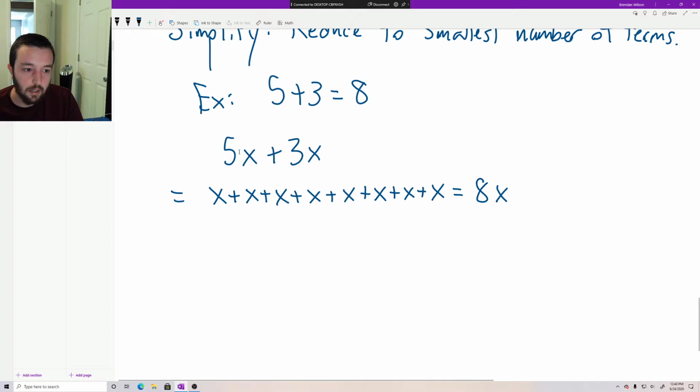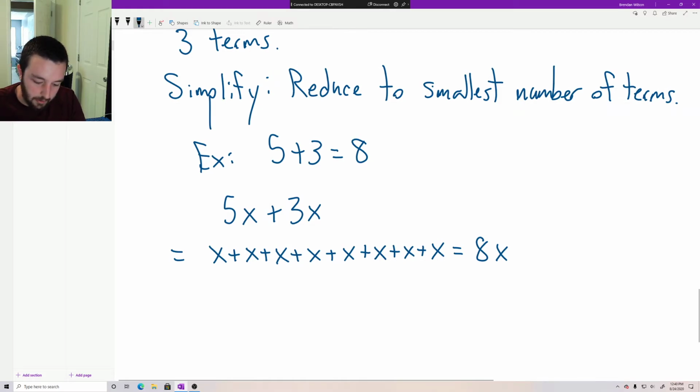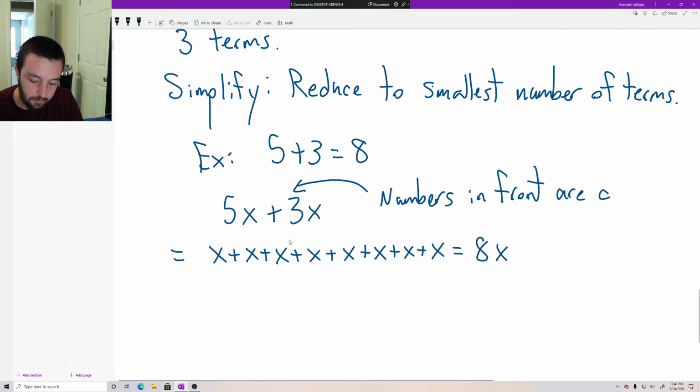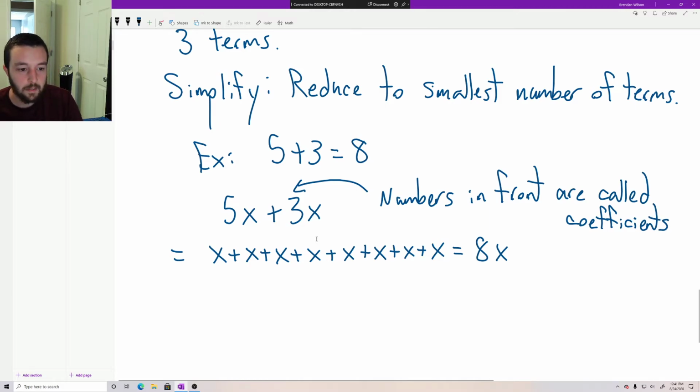So at the end, all we did was add the numbers out in front. And by the way, the numbers in front, the number part of the term, are called coefficients. So in this problem, to do the 5x plus 3x, we didn't have to expand it. What we could have just done was add the coefficients, and then the x just comes along for the ride.